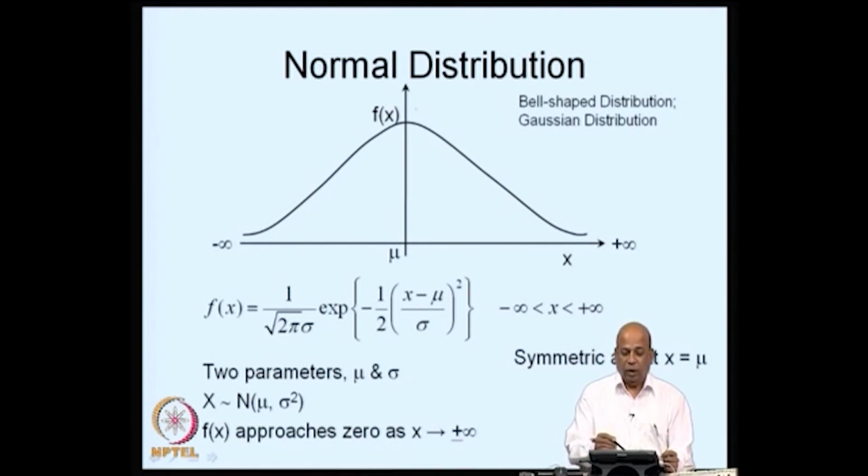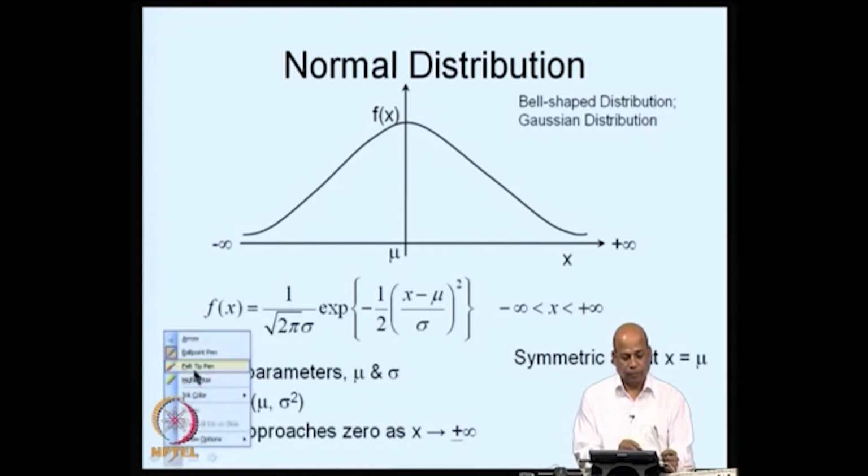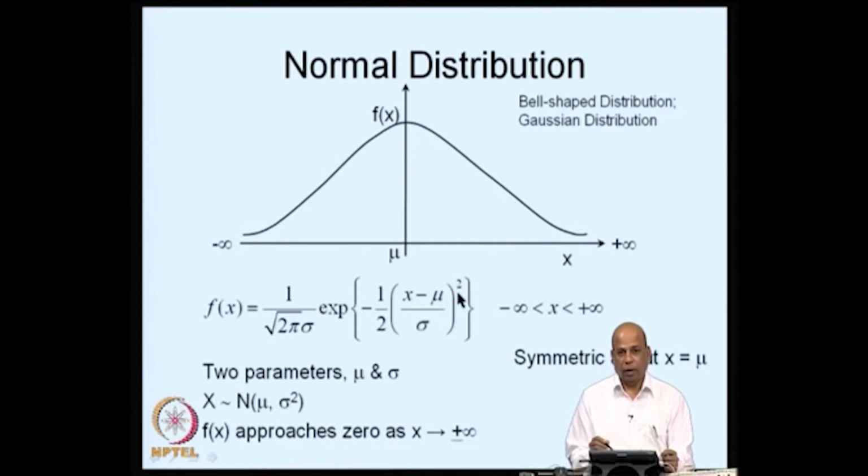First, it is a perfectly symmetrical distribution, and it is symmetrical about the mean mu of the random variable x. The PDF f of x for the normal distribution is given by 1 over root 2 pi sigma exponential of minus 1 by 2 x minus mu by sigma the whole square, and this is defined for x varying between minus infinity to plus infinity.